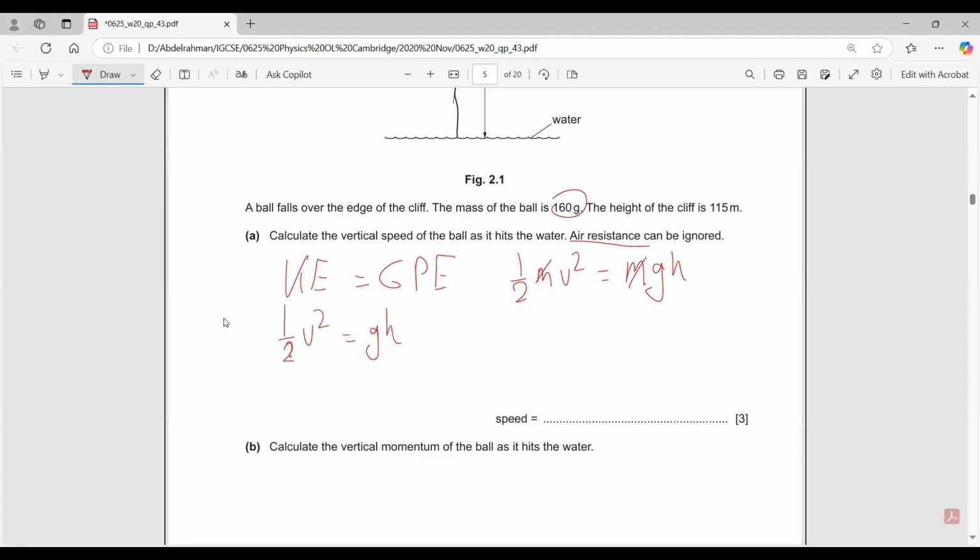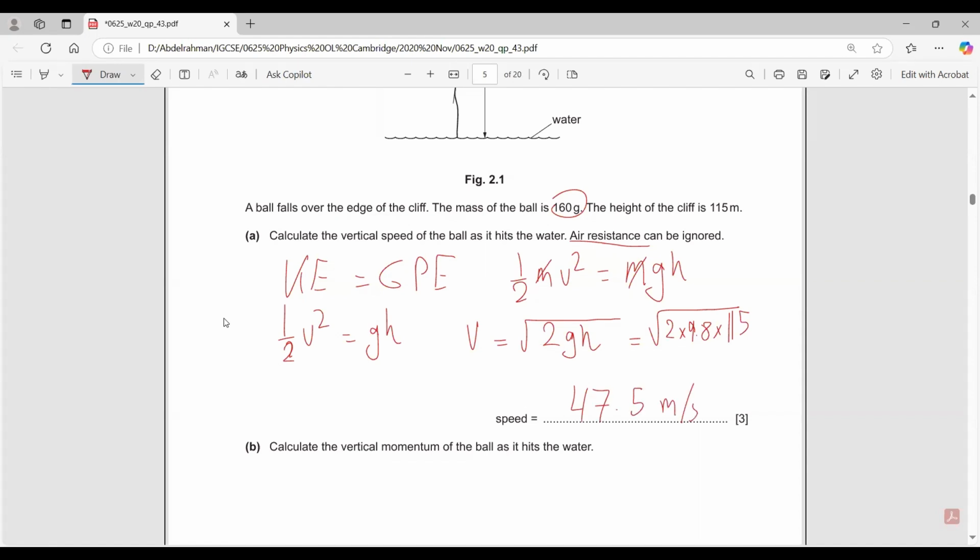I told you before, how can we find the velocity? Basically, velocity equals square root 2gh. Square root of 2 times g, which is 9.8, times the height, 115. Square root of 2 times 115 times 9.8 gives 47.47. So you can say 47.5 meters per second.